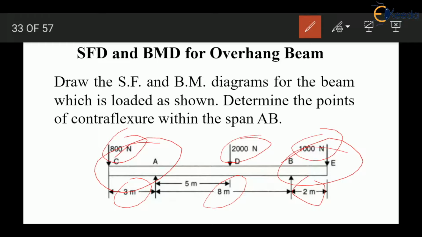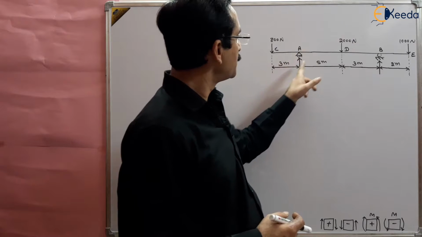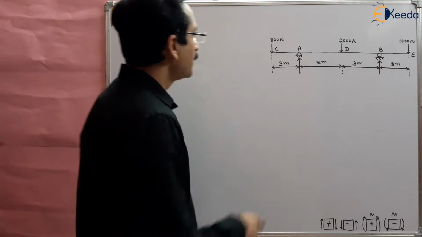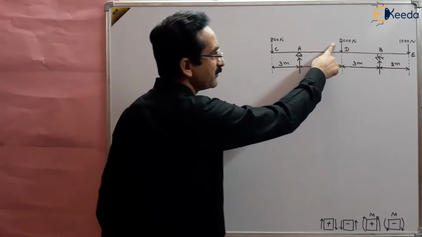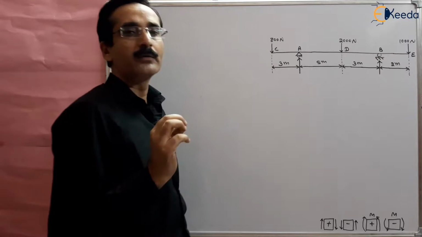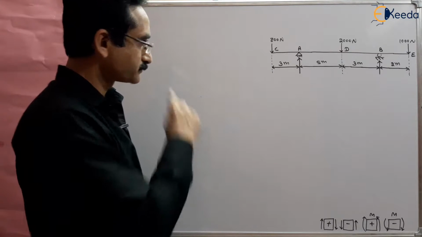BE and the length of this is an overhang beam, at which there is one support at point A, another support at point B, and there are loads given. 800 Newton load is given, 2000 Newton load is given, and 1000 Newton load is given at point E. And we have to draw the shear force and bending moment diagram for this case.